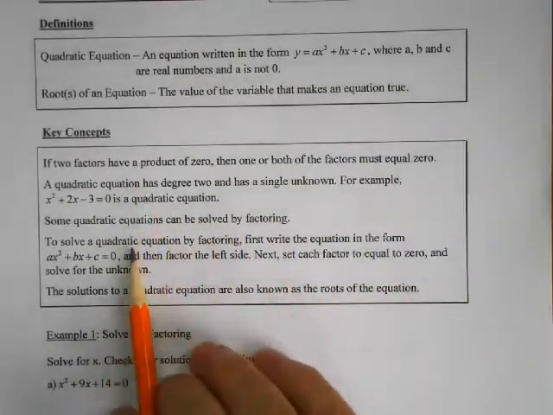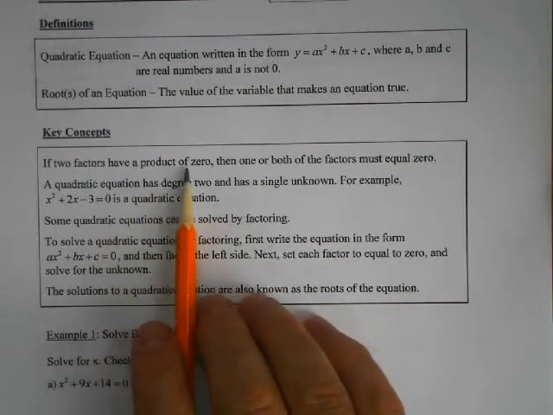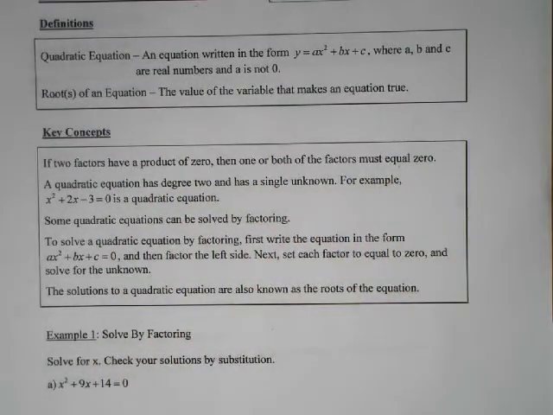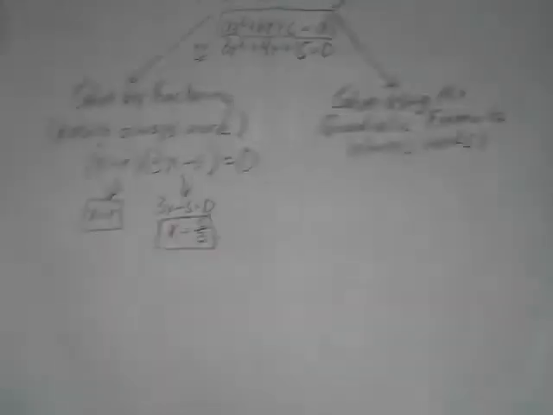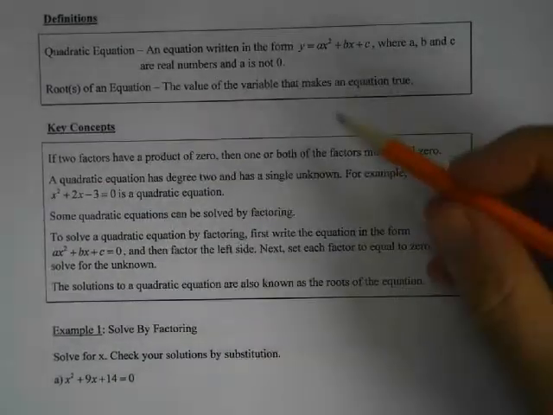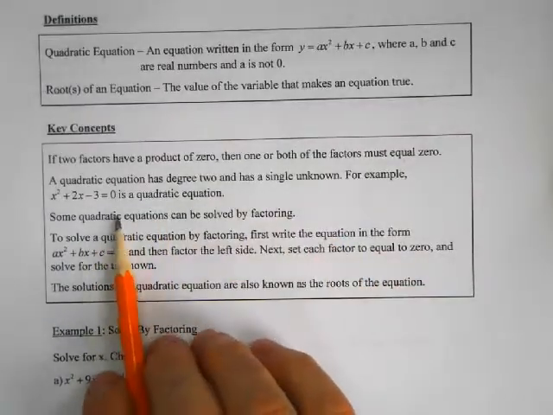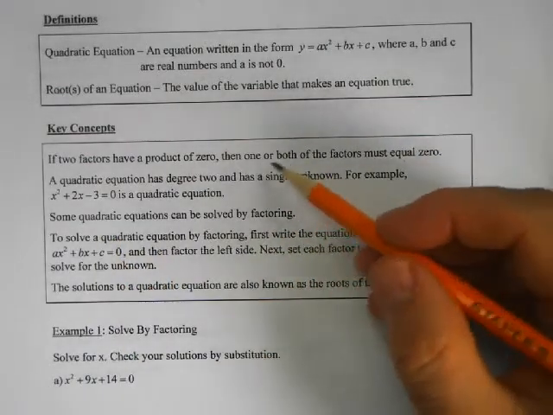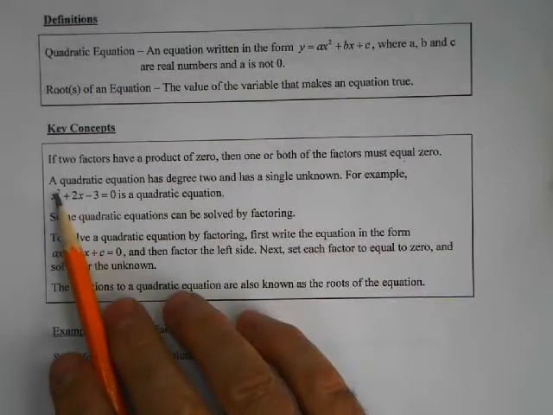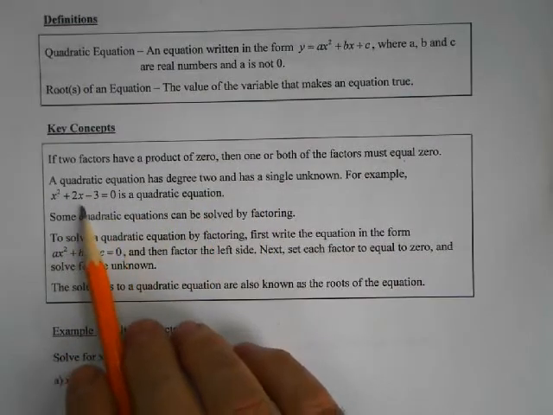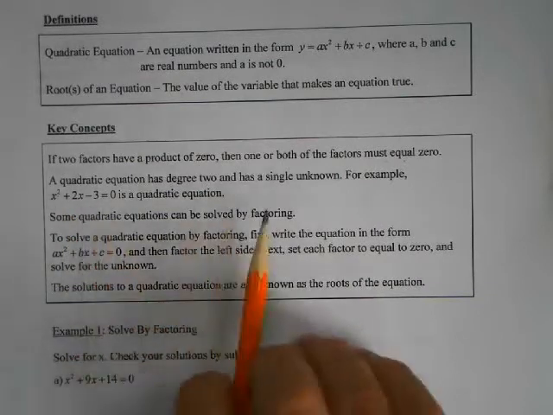And this is kind of the rationale that we've talked about. If the two factors have a product of 0, then one of the factors must be 0. That's why we did this. Since this is 0, then either this is 0 or that's 0. That's kind of our tool that we use. A quadratic equation has a degree 2, which means it's got a squared term, and one unknown, which is the x. What's the value of x?